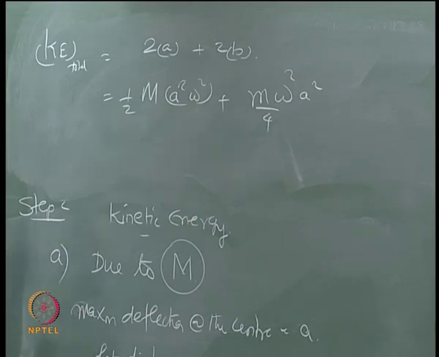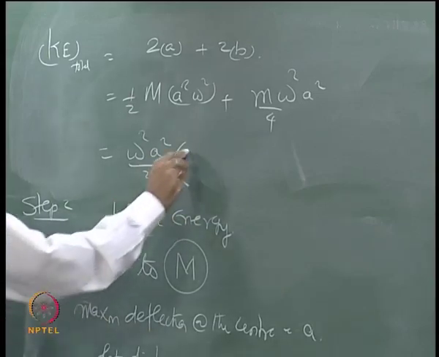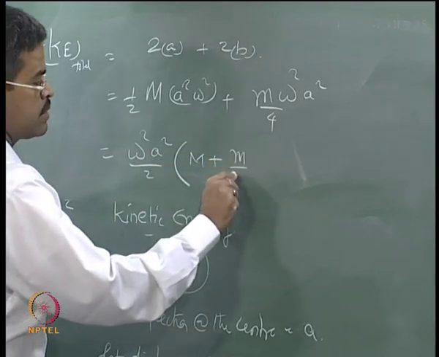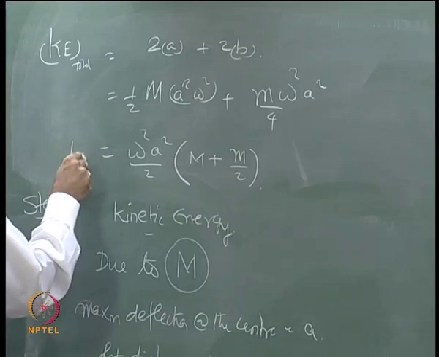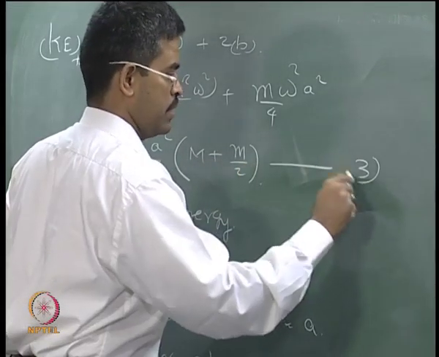Which can be omega square A square by 2 of M plus m by 2. Let me call this as kinetic energy max. This is equation number, let us say 3.